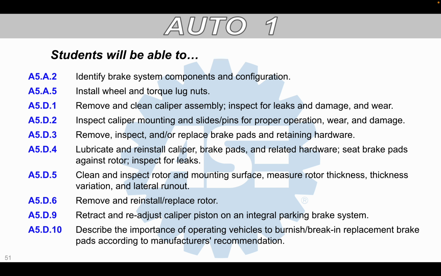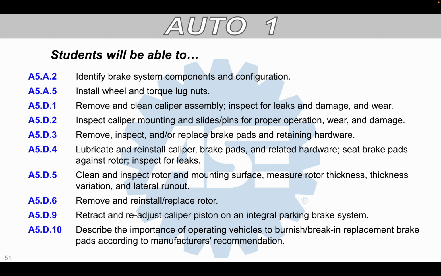Inspect the caliper mounting and slide pins for proper operation, wear and damage. Remove, inspect, and or replace brake pads and retaining hardware. Again, we kind of touched base with this a little bit last week, but now we're going to get into it further. Lubricate and reinstall the caliper, brake pads, and related hardware. We're going to seat the brake pads against the rotor, and we're going to inspect for leaks. If you don't know what seating the brake pads against the rotor is, that is a perfect opportunity for you to write down an essential question. What is seating brake pads against rotor mean? Boom. There you go. That's a free one.